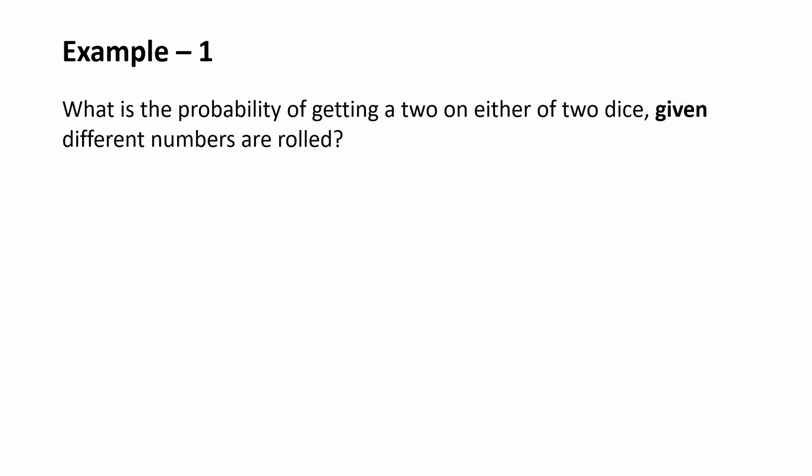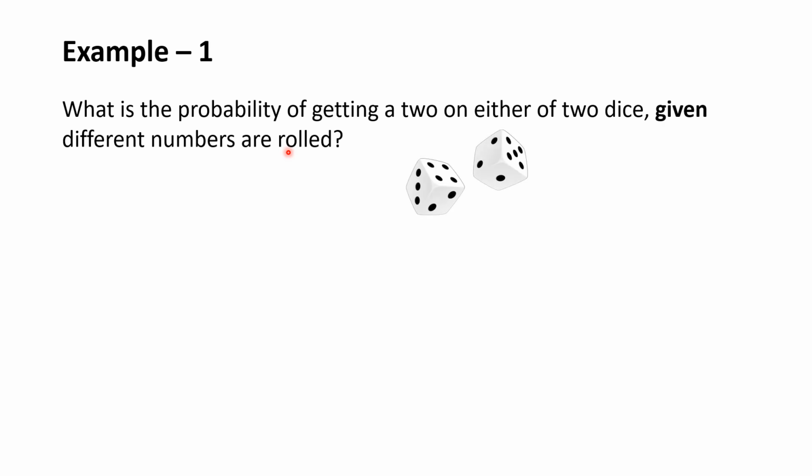I have a few more examples for you concerning conditional probability. This one involves rolling dice. So what is the probability of getting a 2 on either of two dice? So you roll two dice, and you want to know what's the probability that one of them has a 2 on it, given that different numbers are rolled. So you don't roll 2 1s or 2 2s or 2 3s, and so forth.